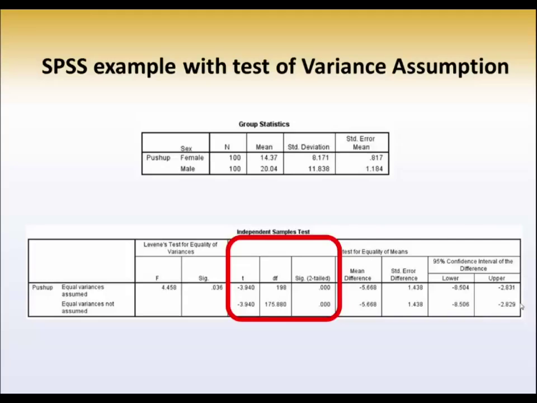Notice whenever you have equal variances not assumed, the degrees of freedom are reduced. Essentially that reduces what's known as the power of the test. But importantly in this example, whether variances were assumed to be equal or not assumed to be equal, they both result in rejecting the null hypothesis. SPSS provides you with a test of the equality of variances anytime you do a t-test.